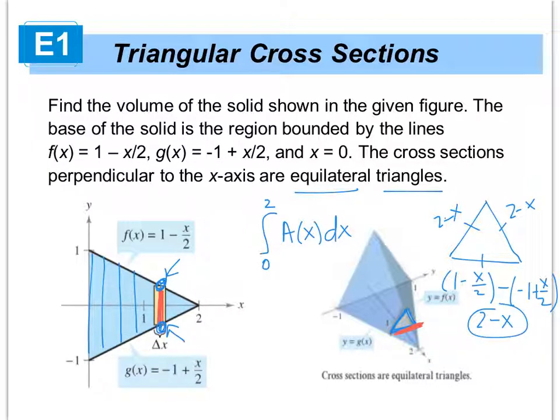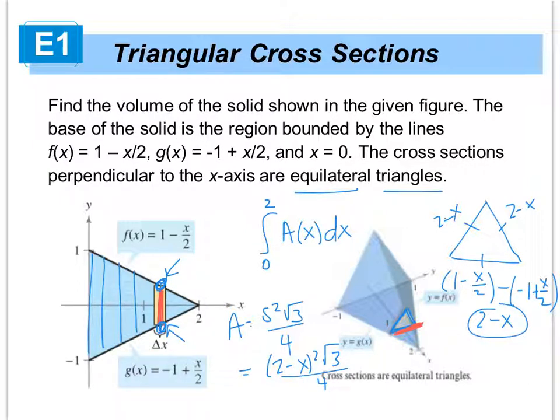Now we need to know the area of the triangle. It would be helpful for you to know that the area of an equilateral triangle is the side squared times root 3 over 4. So in this case, our area is (2 minus x) squared times root 3 all over 4.